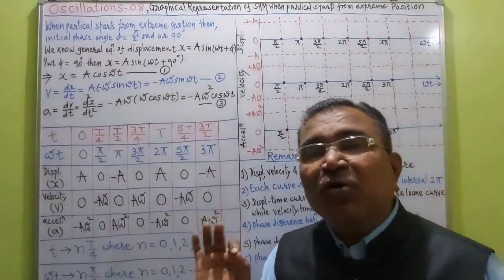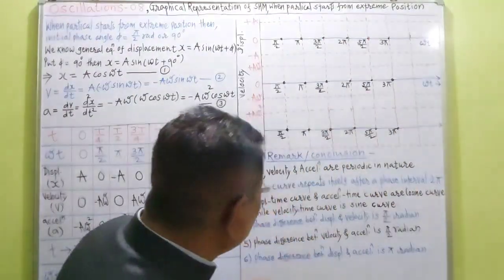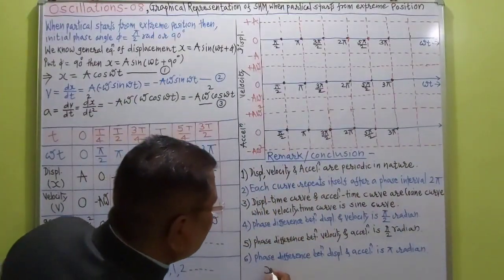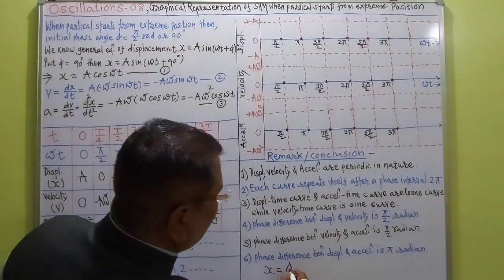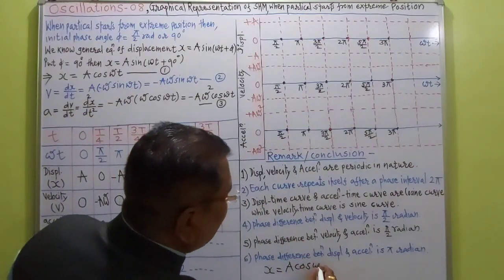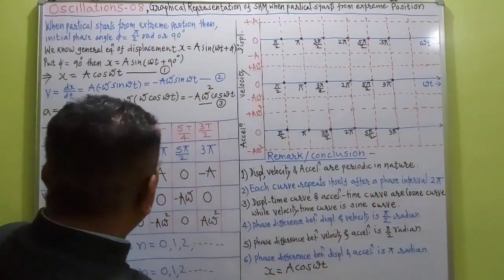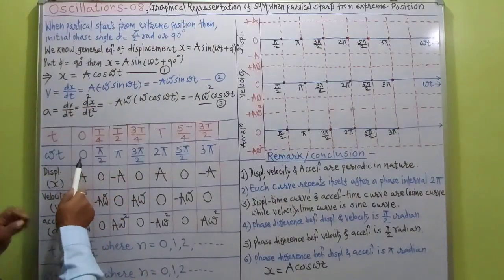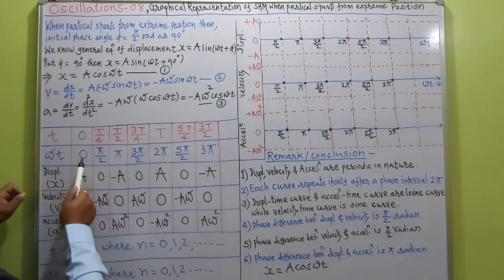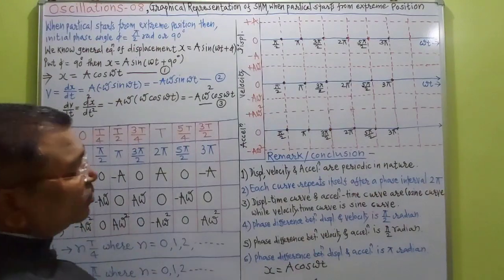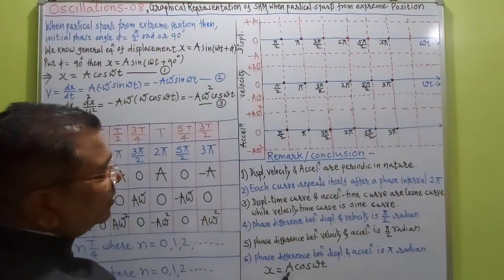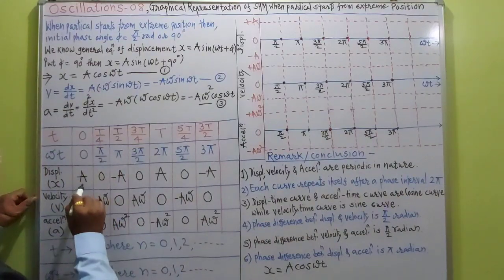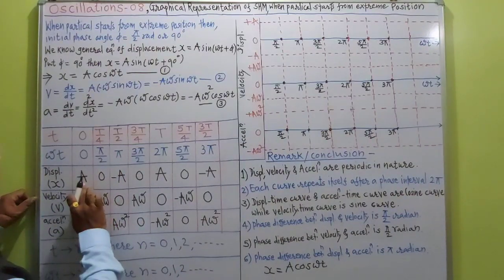Let us write the formula of displacement at first. What is the formula of displacement? Displacement x is equal to A cos omega t. See here, put the value of omega t is equal to 0. Cos 0 is equal to 1, and 1 into A we get is capital A. This is the value, capital A.